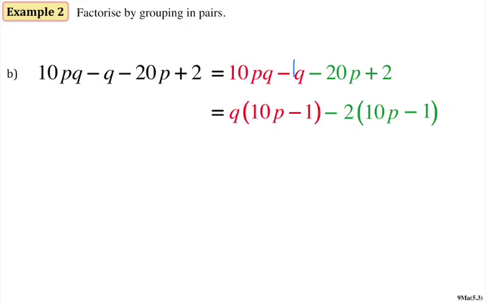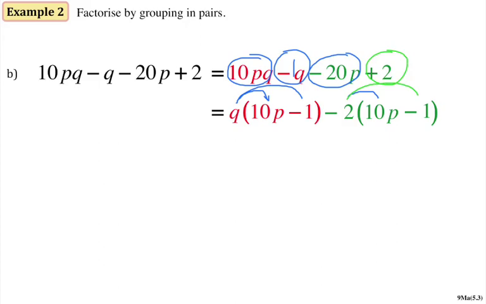Well, let's check it. Q times 10p, 10pq. Q times minus 1, minus 1q. Minus 2 times 10p, minus 2 times 10, minus 20p. And this is the bit that I wanted to make sure we highlight. A negative 2 times a negative 1 gives a positive 2. That means that that's all worked nicely.